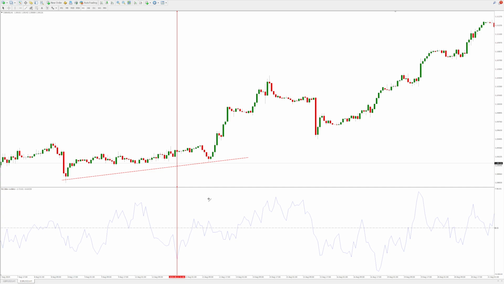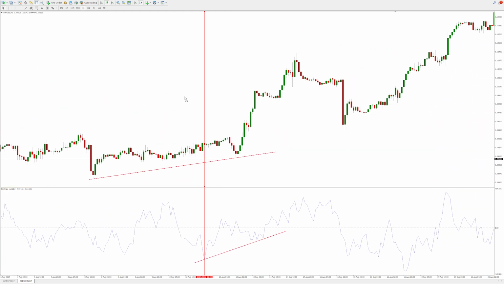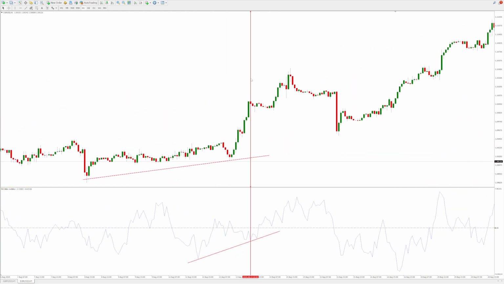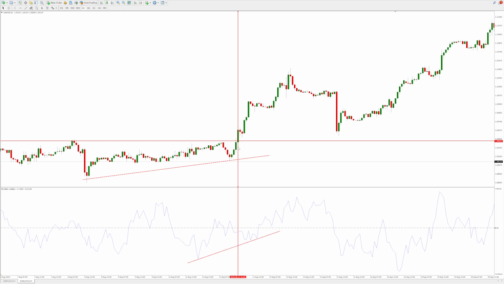If you want to use the divergence and just wait for the breakout of this level here, you could have traded on the breakout of that level there.